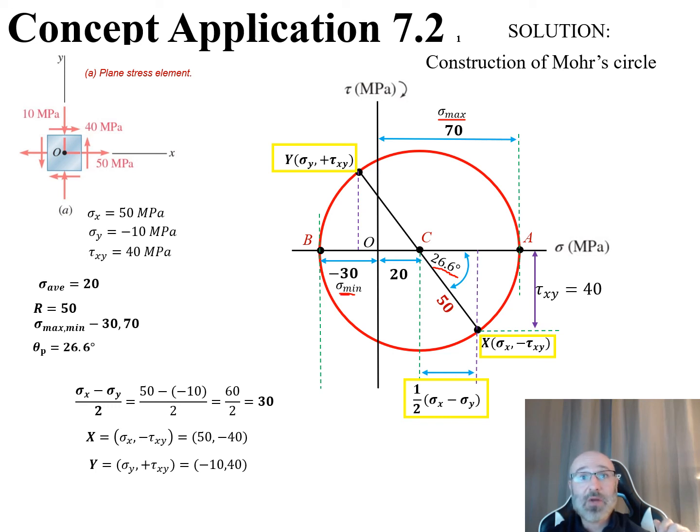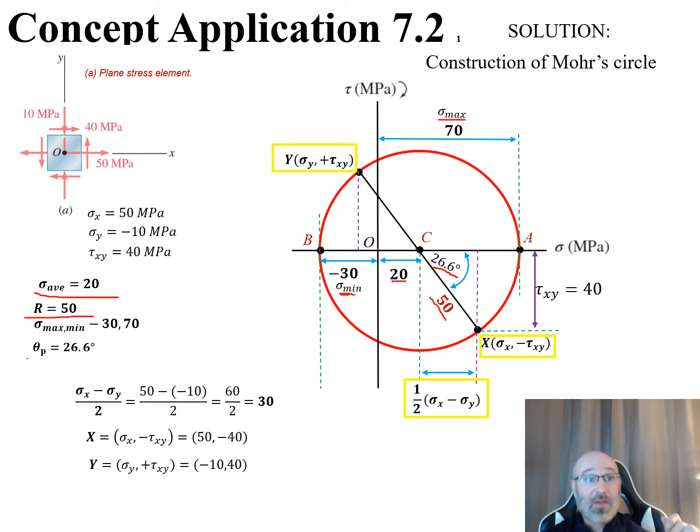So again, there's that sigma min right there. Now we also have our value for our sigma average, which right there comes from our origin to our point C. So that's 20 right there. So now we have all the information for A, B, and C points on Mohr circle right there. Now we also have our value for R. R is 50. We see that there's our R right there that we've drawn in there.